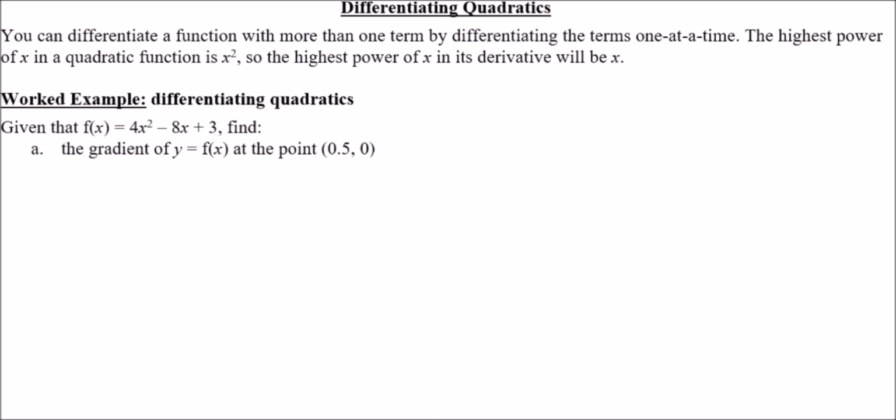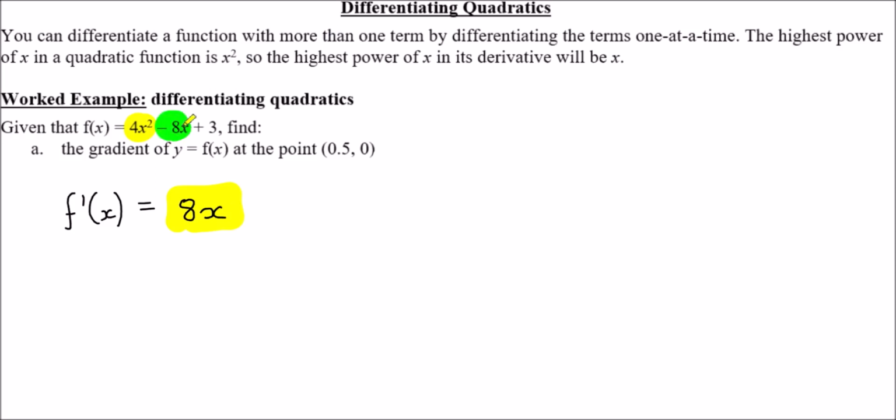So the first thing I'm going to suggest we do is just to work out the gradient function. And so we consider this term by term. And so 4x squared, if we differentiate 4x squared, bring the power to the front and multiply it by the coefficient. So 4 times 2 gives us 8. The power of x reduces by 1. X squared, knock 1 off the squared, we get x to the power 1, so that becomes 8x.